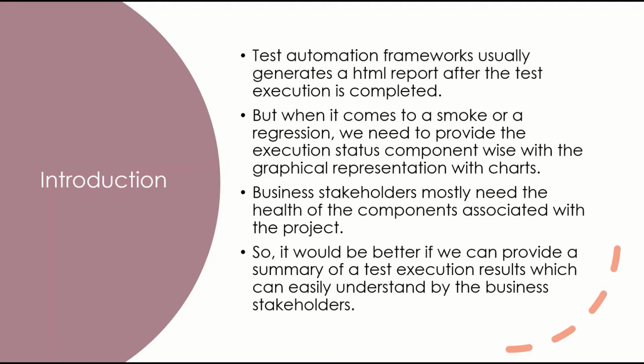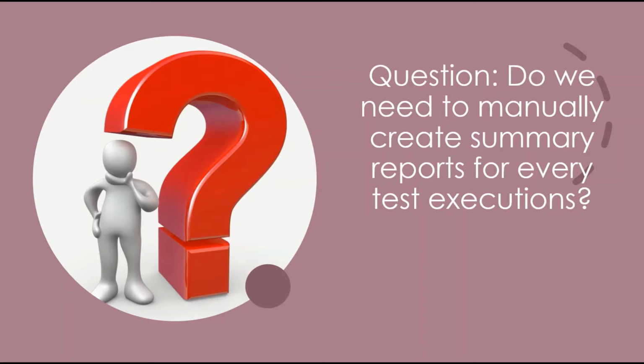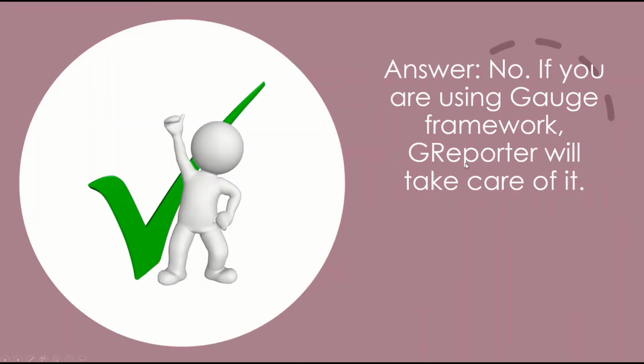We know that in test automation frameworks we have HTML reports generated after we execute the tests. But when it comes to regression or smoke, we still have to consolidate the test results, create a test report and send it to the business stakeholders. So the question is, do we need to manually create the test execution summary reports? The answer is no. If you are using the GReporter framework, GReporter will take care of it.